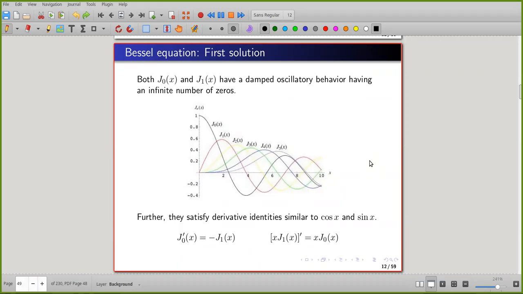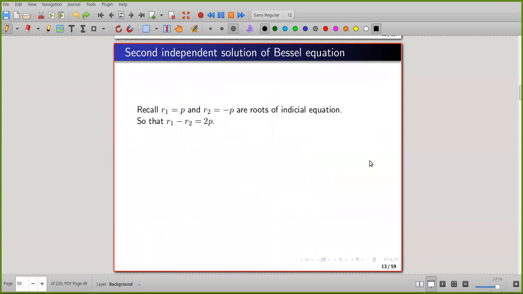They satisfy derivative identities similar to cos x and sin x. So recall that we are not going to do this analysis at all. Recall that r1 equal to p and r2 equal to minus p are roots of the indicial equation, so that r1 minus r2 is equal to 2p, right? And p here is a real number.